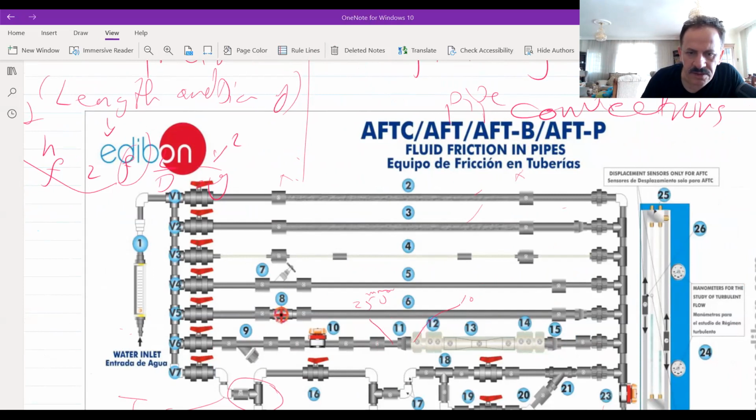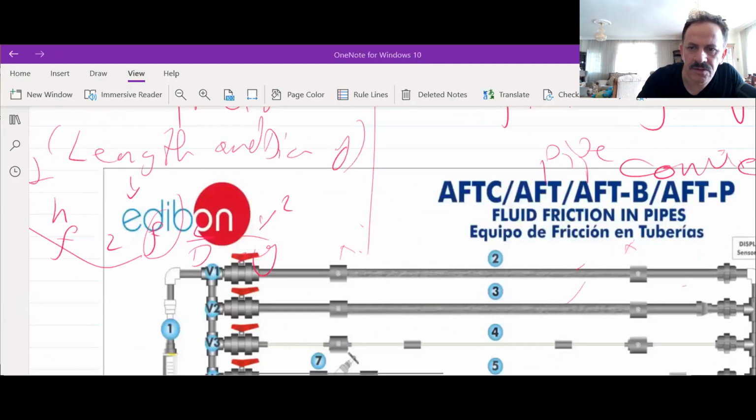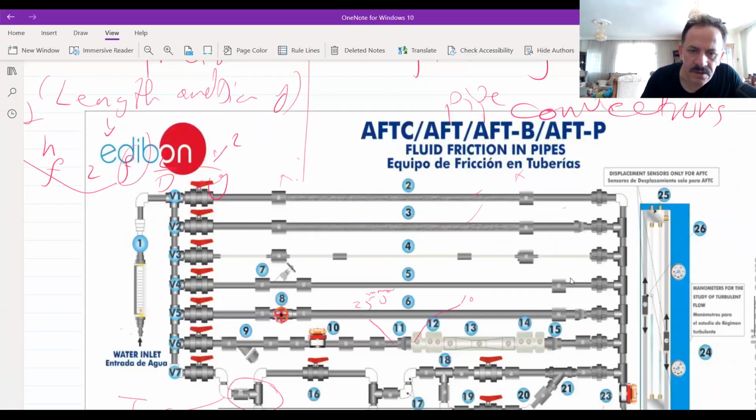The sudden enlargement is where the diameter goes from small to greater. Here in number 15, we have a sudden narrowing. So in 14, it's going to 25. This is also a kind of fitting that will affect the pipe.